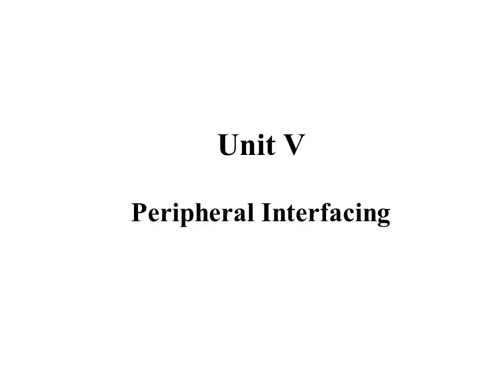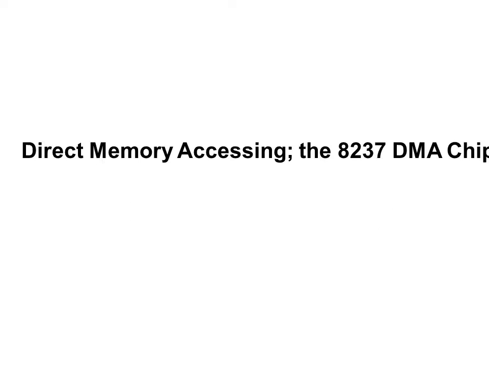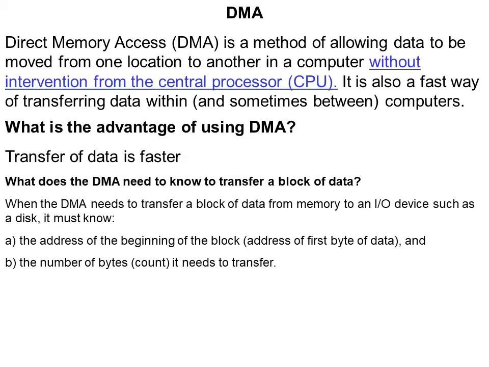Today we will discuss the next peripheral device, that is DMA controller 37. This is known as direct memory access. This IC is 8237 or 8257. Both are used for DMA operation, that is direct memory access. Without intervention of the CPU, we are transferring the data from memory to IO device or device to memory.